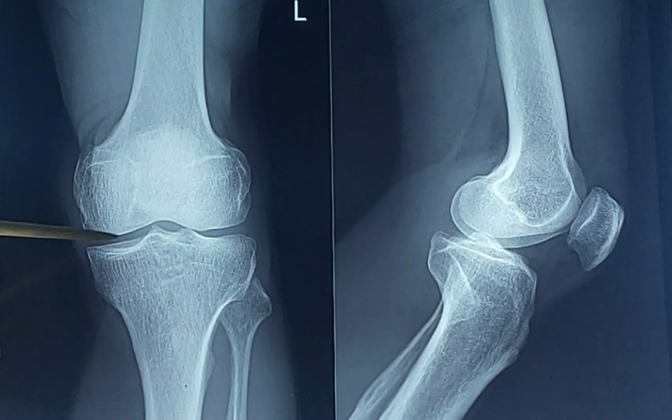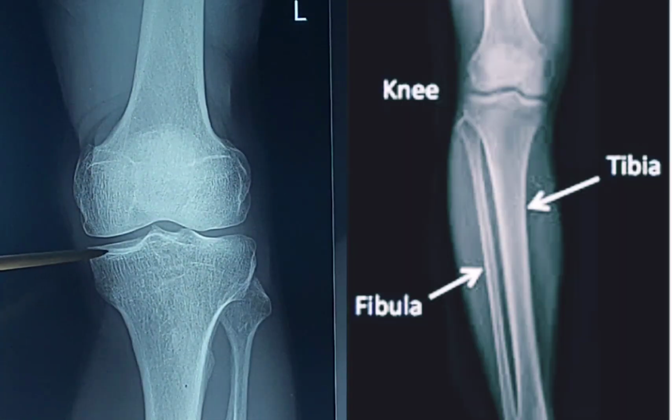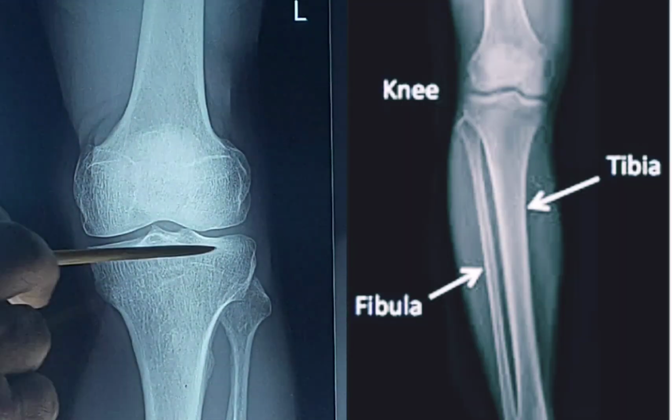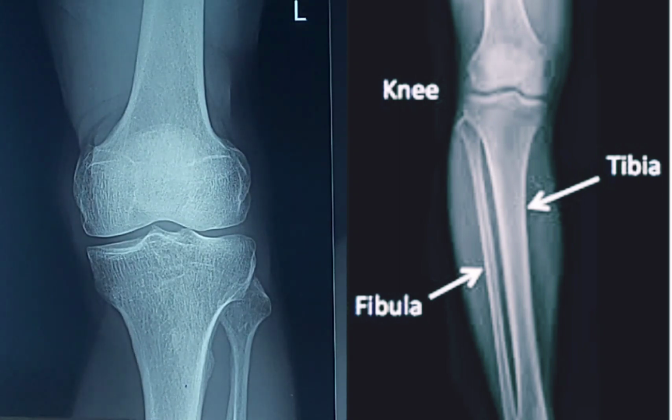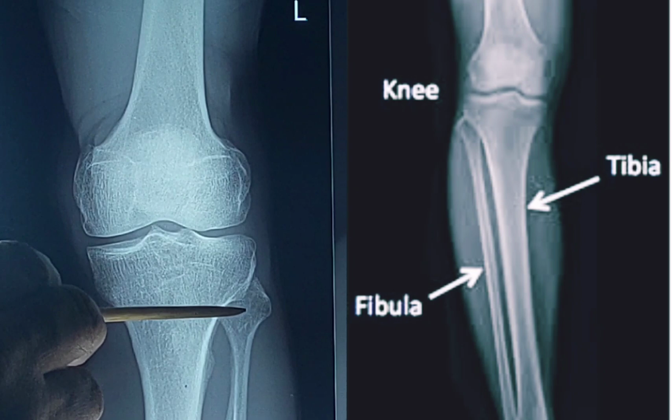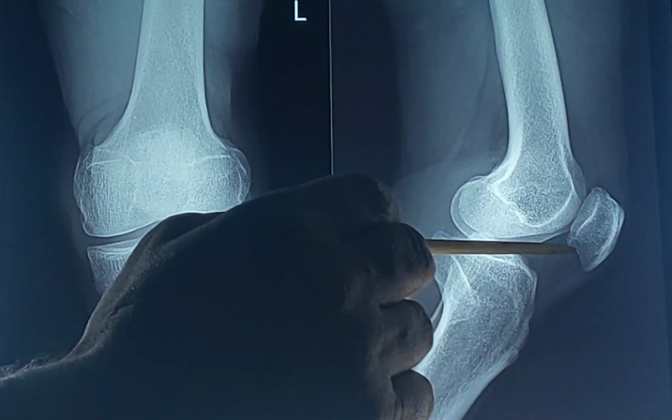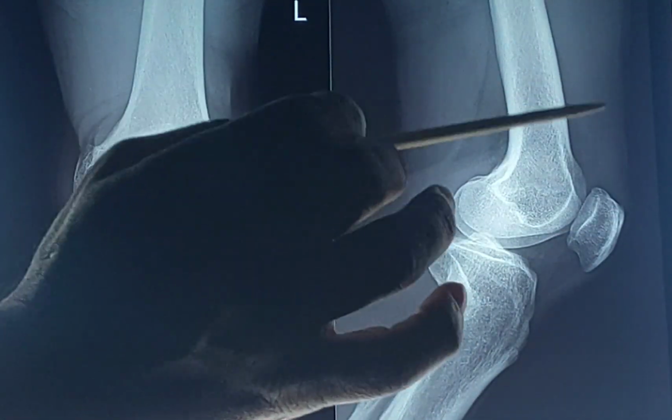This is the lower end of the femur and these are the condyles of the femur. Upper end of tibia with condyles, upper end of the shaft of the tibia, and this is the upper end and some part of the shaft of fibula. So in this view, we can see another bone. This is patella. This is the lateral view.